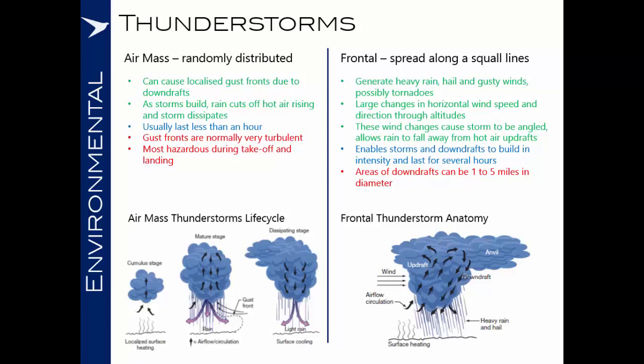Additionally, the changes in horizontal wind speed and direction through the whole range of altitudes can lead to very significant wind shear and turbulence, not just at low level, but through a larger altitude band.